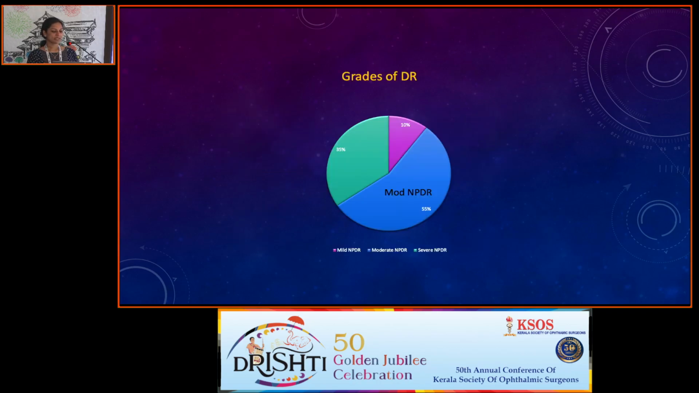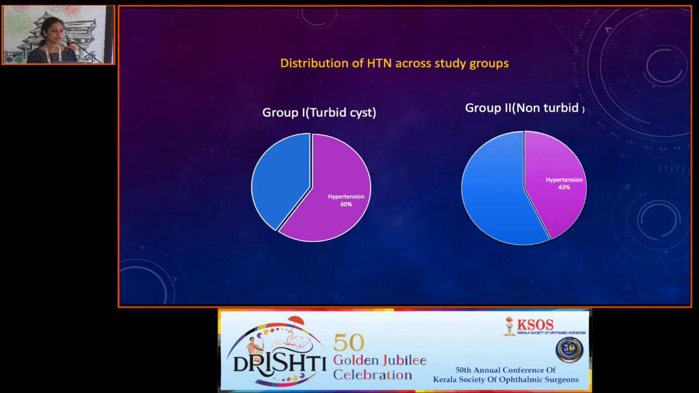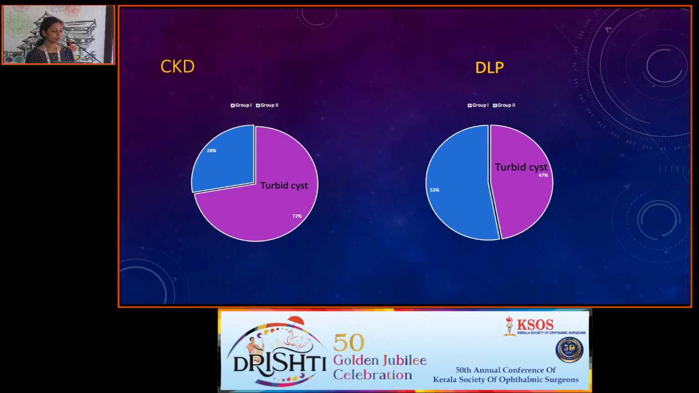And the grades of diabetic retinopathy, moderate NPDR was the most common type of retinopathy noted. And comorbidity distribution of enrolled patients, hypertension was 57%. And distribution of hypertension in both the groups, it noted higher percentage in turbid cyst group than non-turbid cyst group. And chronic kidney disease also was higher in turbid cyst group. We noted dyslipidemia, almost the same percentage in both the groups.